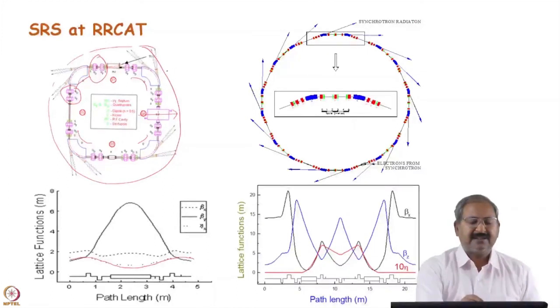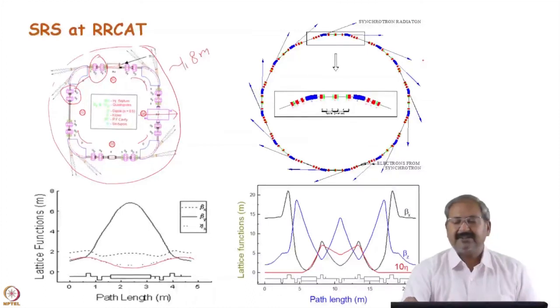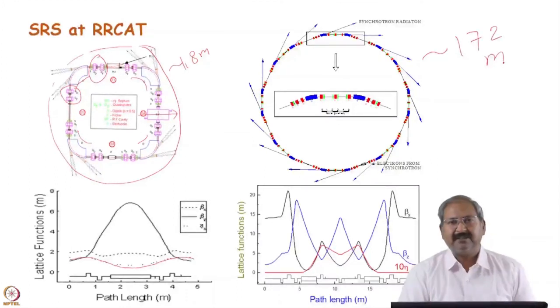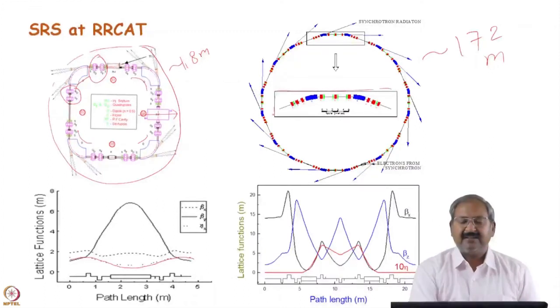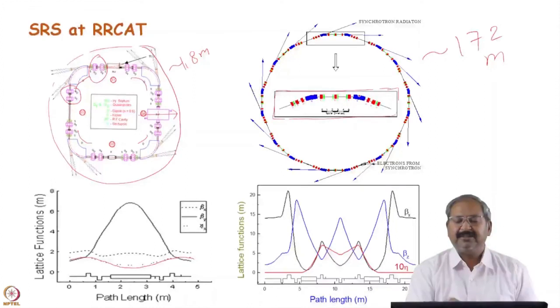The circumference of Indus 1 is only 18 meters, while the circumference of Indus 2 is roughly 172 meters. So you can say Indus 2 is 10 times bigger than Indus 1, and this is a unit cell or super period of Indus 2.